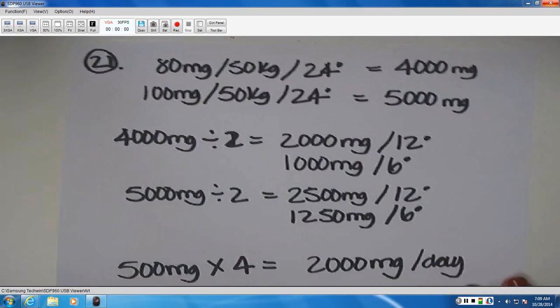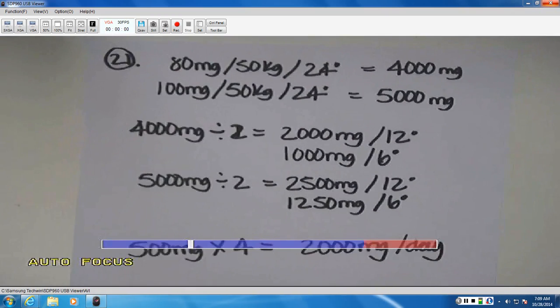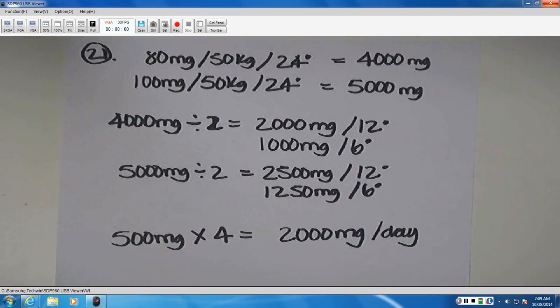Let's do 21. I've kind of already gone through and solved some of these. Okay, so with this one, it says Amoxil 500 milligrams is to be given PO every 6 hours for a child weighing 50 kilograms. The recommended high dose of Amoxil is 80 to 100 milligrams per kilogram in a 24-hour period, divided into 2 doses. So they want to give that dose every 12 hours, or in 2 separate doses.